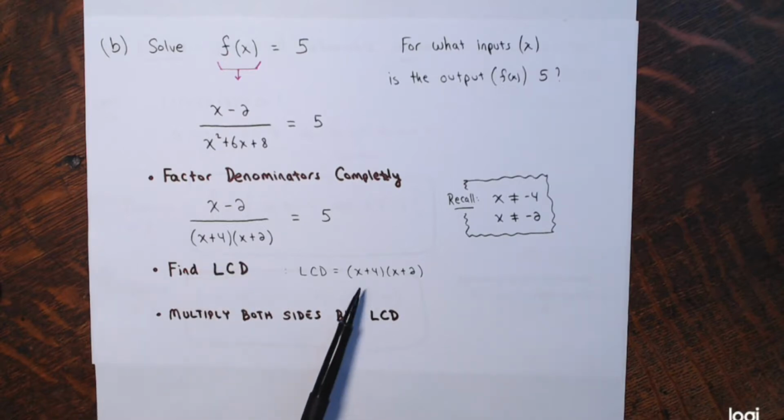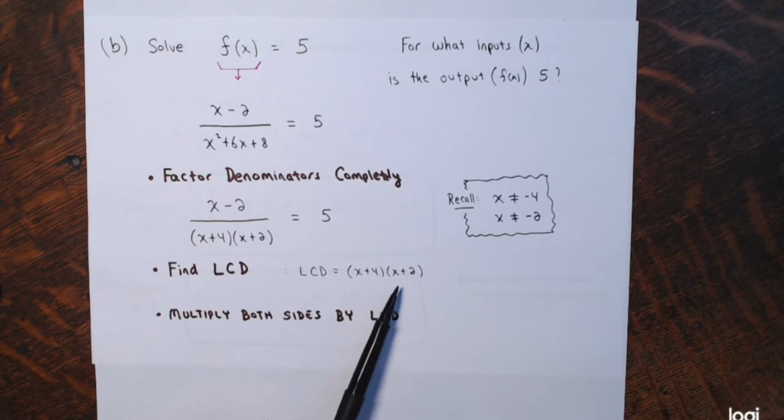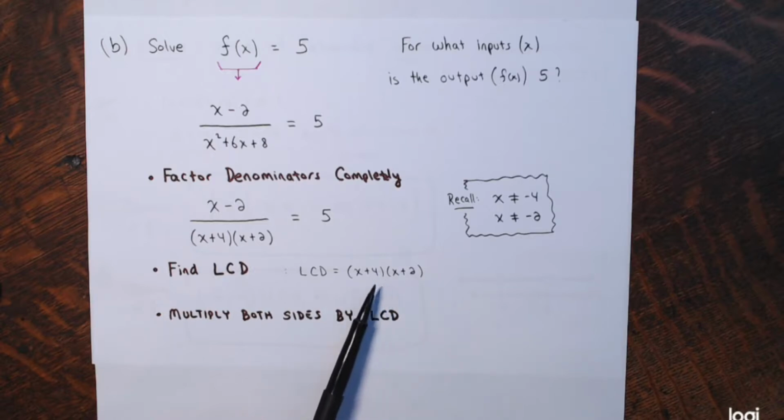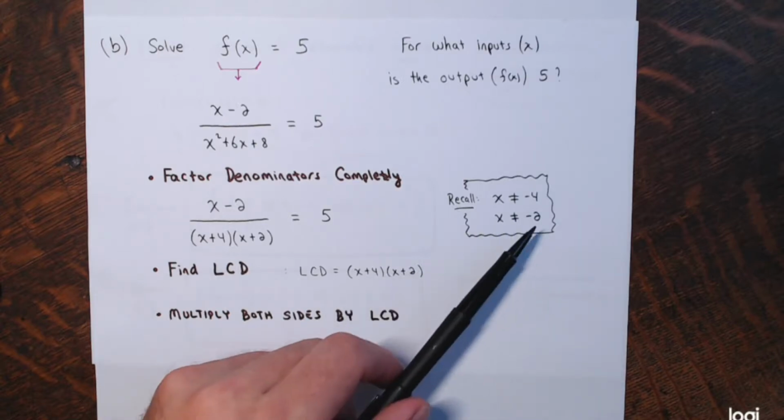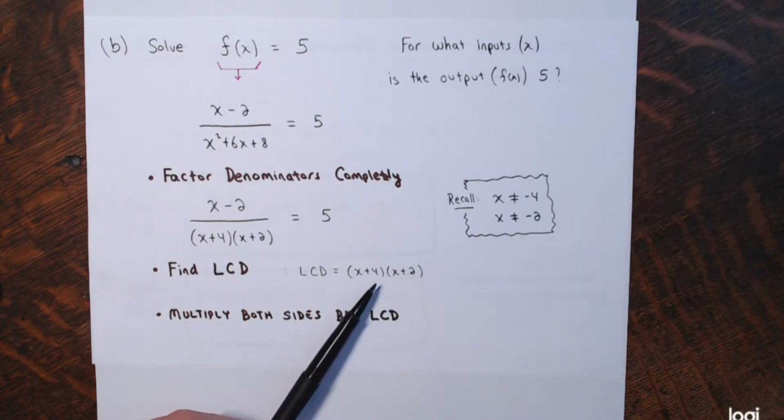And if I multiply both sides by this LCD, as long as x is not negative 4 or negative 2, we're fine. We'd be multiplying both sides by some non-zero number. But if x were negative 4, or if x were negative 2, we'd be multiplying both sides by 0, and that is not good. That's not a good step to perform when equation solving.